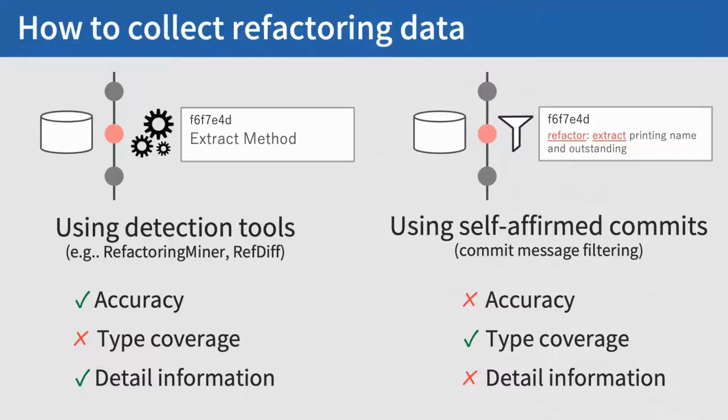In contrast, more lightweight approaches such as keyword search of commit log messages may be able to find more variety of refactoring-related commits, but such an approach is inaccurate and it doesn't provide the details of the detected refactorings. To have many accurate refactoring instances with rich details, we need a manual validation.